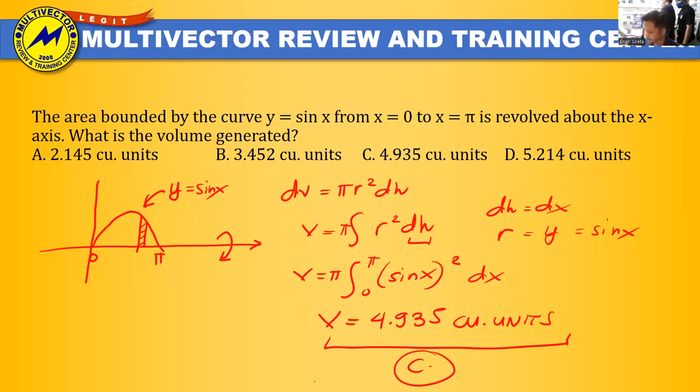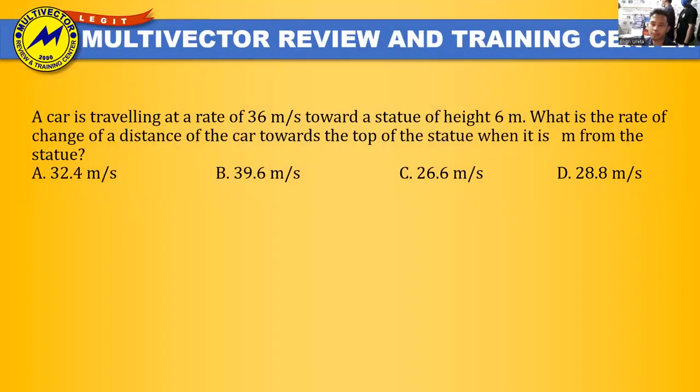Okay, so question. Okay, next, 98. Problem number 98, lumabas ng April 2018. So a car traveling at a rate of 36 meters per second towards a statue of 6 meters high. Okay, so meron daw tayong statue, 6 meters high. Ito na yung statue natin. Okay, ito naman yung car. Yung car natin, so ito yung car.